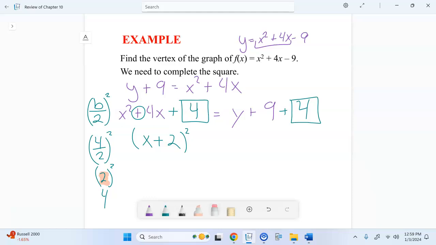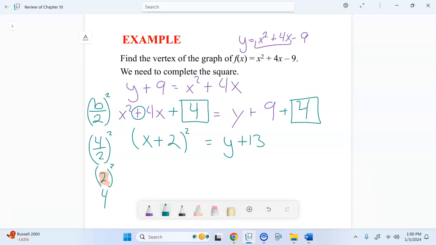Let me get rid of this so we don't think it's division. Okay? Factors to be here. And on the right side we simplify. y plus 9 plus 4 simplifies to be y plus what? 13. Okay? So we completed the square to get a perfect square trinomial so we can factor to the binomial squared. Now we just need to get y by itself in order to finish getting in vertex form.